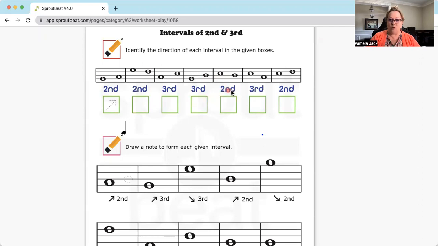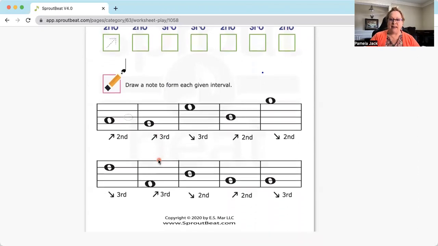Let's look at this one. They've told you it's a second, and it's going down. We can tell it's a second if we put our pencil right on it. 1, 2. Because we always go line space, line space, line space. So it's a second or a step. Let's look at this one, third. We know it's going down. Look, space to space. 1, 2, 3. Let's look at this one. They told us it's a second and we see it's going up. 1, 2. A second or a step.